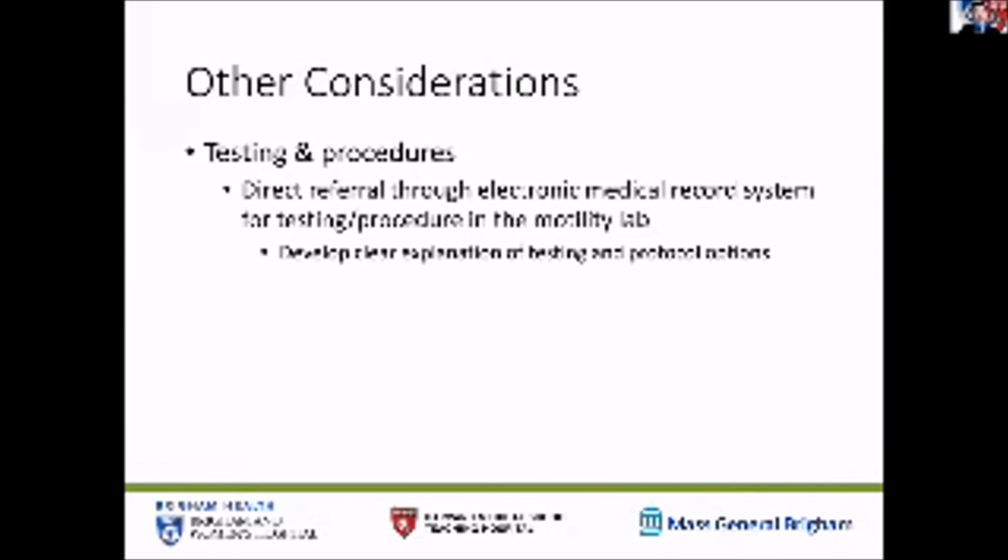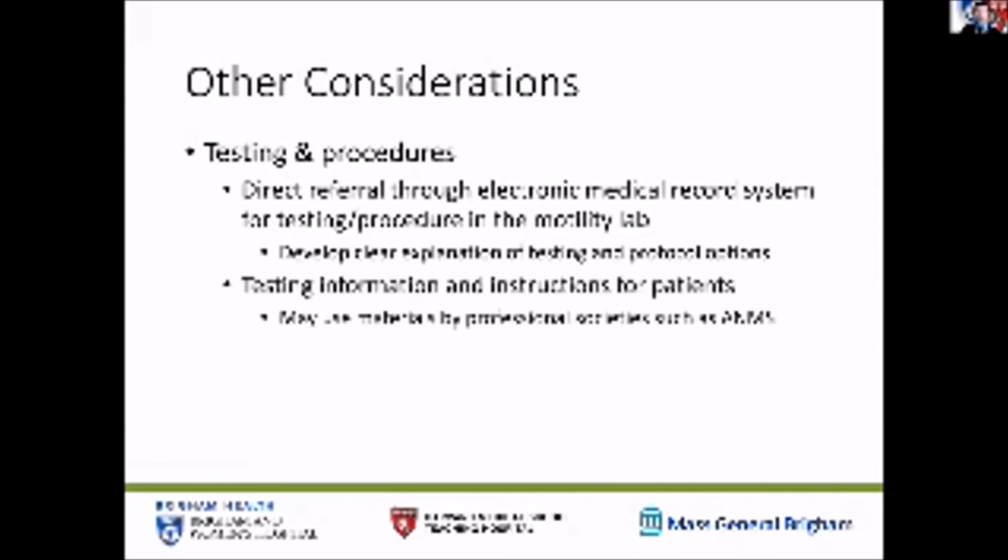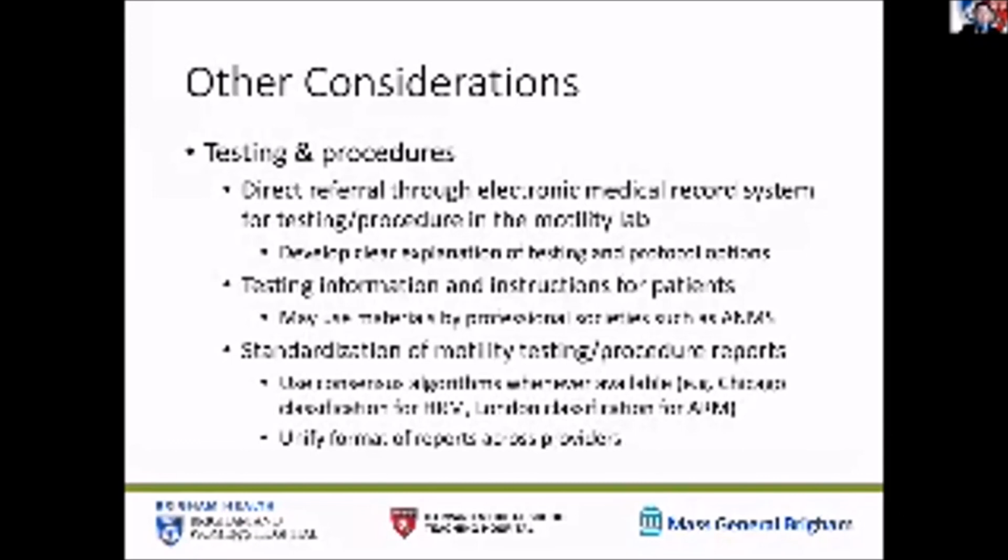Having comprehensive testing information and instruction for patients is important because a lot of times, a lot of non-motility providers are not very familiar with these tests and may not be able to tell patients what to expect. There are a lot of materials that you can consider using that are prepared by professional societies, such as the American Neurogastroenterology and Motility Society, to provide for patients. If your center has multiple providers that might be interpreting these tests, standardizing the motility testing or procedure report is important. Try to use consensus algorithms whenever available, such as the Chicago classification for esophageal manometry, and unify the format of reports across providers, which may help ensure the quality of these reports and these studies being done.